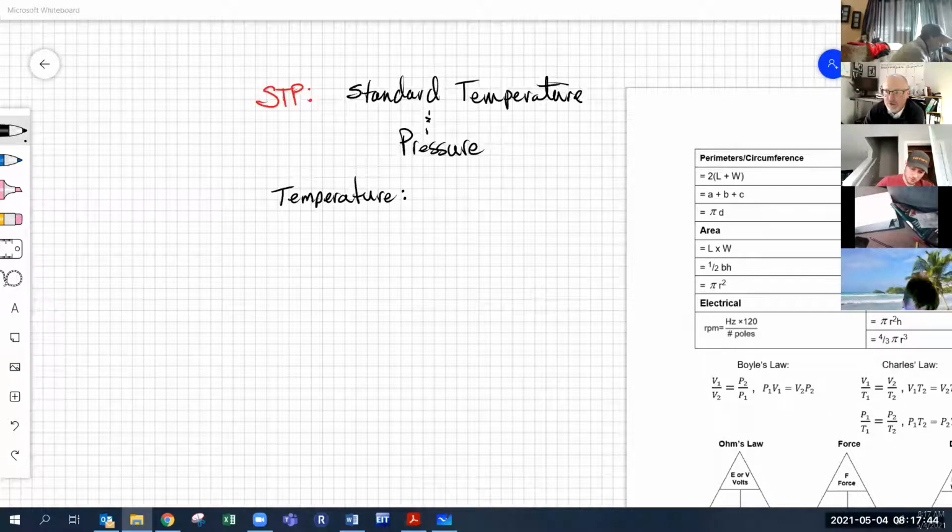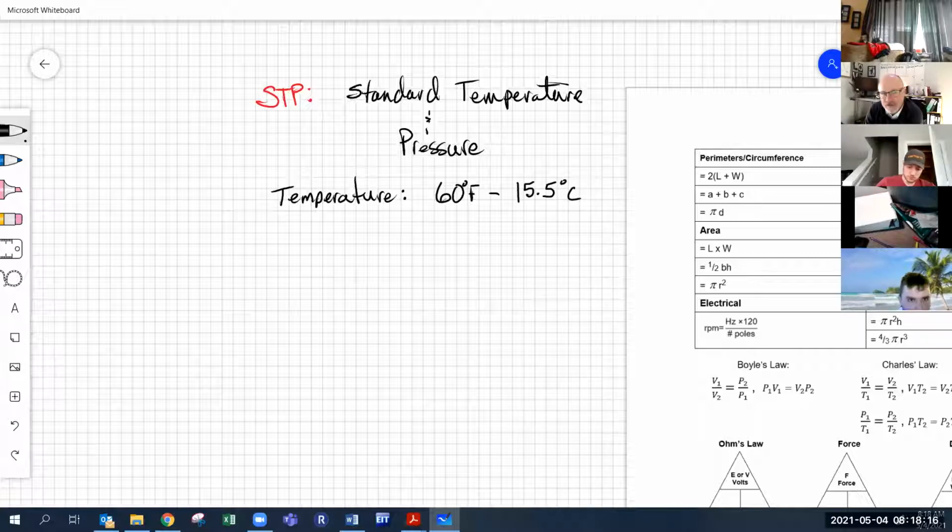Does anybody know? So standard temperature is actually 60 degrees Fahrenheit. And there's a metric equivalent to that. And the metric equivalent is usually posted right on the gas pump when you pump your fuel. And it says 15 degrees Celsius, but it's actually more accurately 15.5 degrees Celsius is standard temperature.